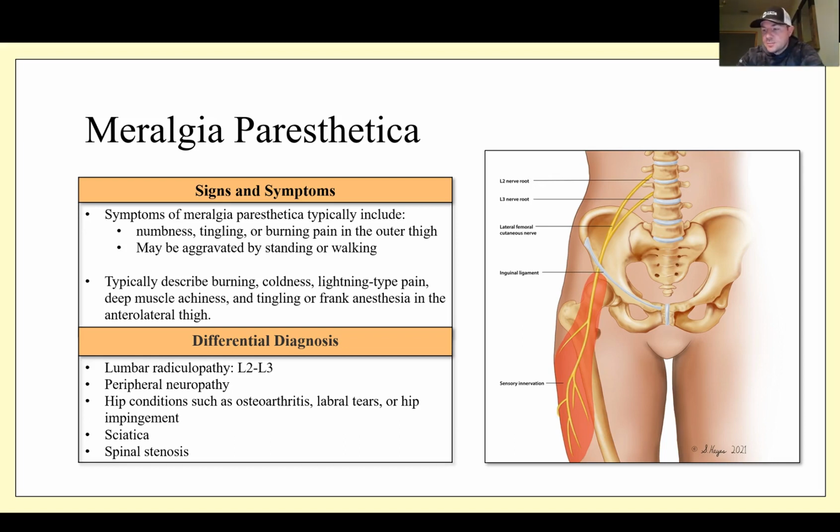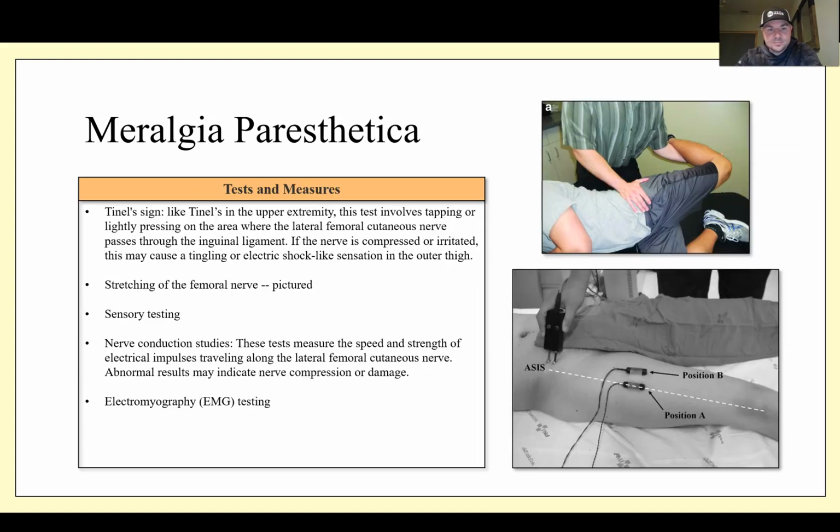That will be discussed. We're so close to the end of this term. We're already halfway through. We're going to be looking at lumbar spine next term, so I'll help you differentiate here. Peripheral neuropathy is always something, someone with numbness in their legs and their extremities. Peripheral neuropathy, we always want to try to see if we can rule that in or out. Hip conditions such as OA, labral tears, or hip impingement. Again, those aren't going to have numbness and tingling, but the location might be similar. Sciatica, spinal stenosis. You guys can see where this is going.